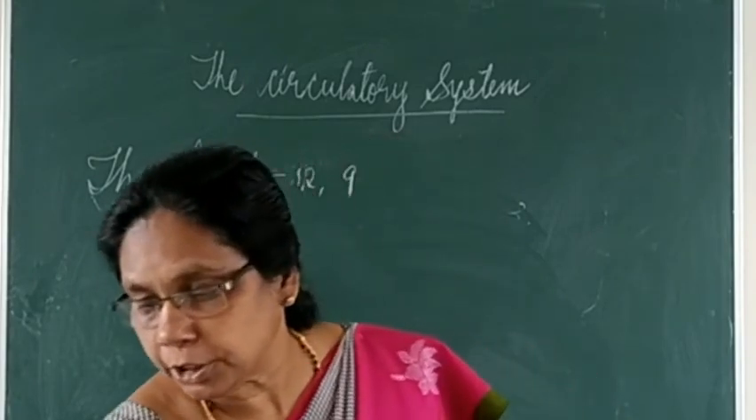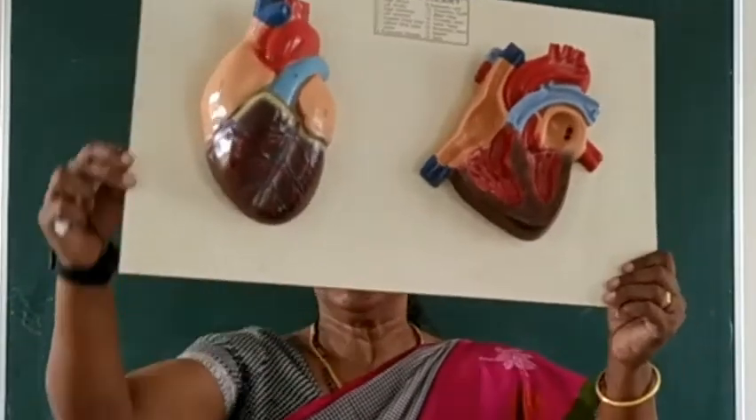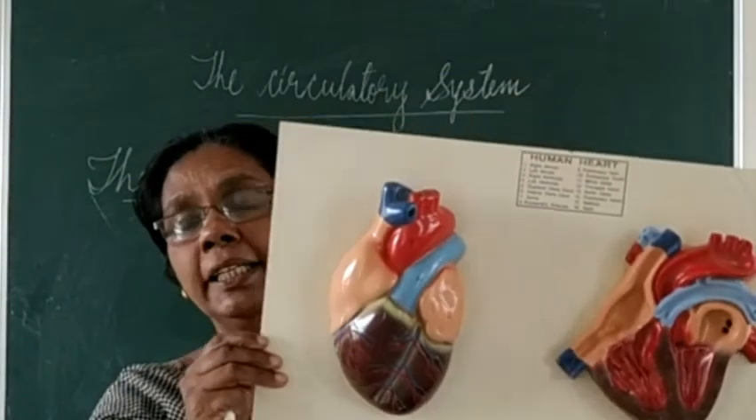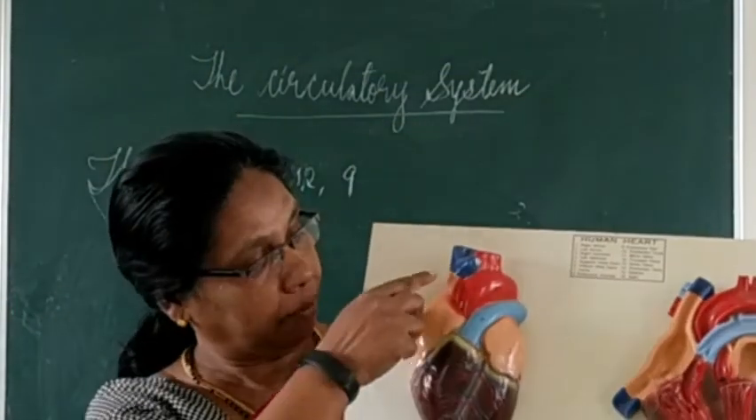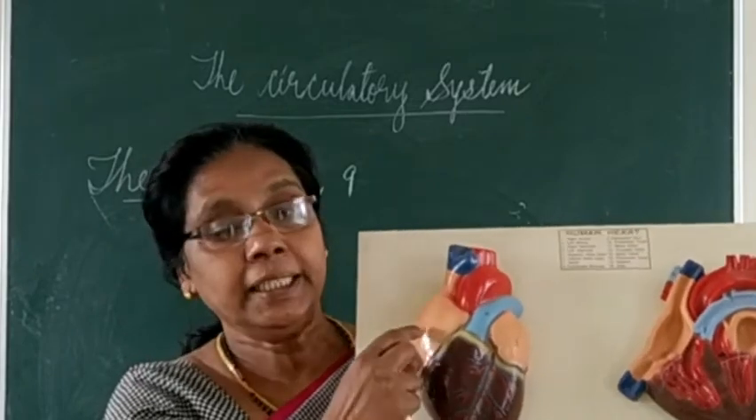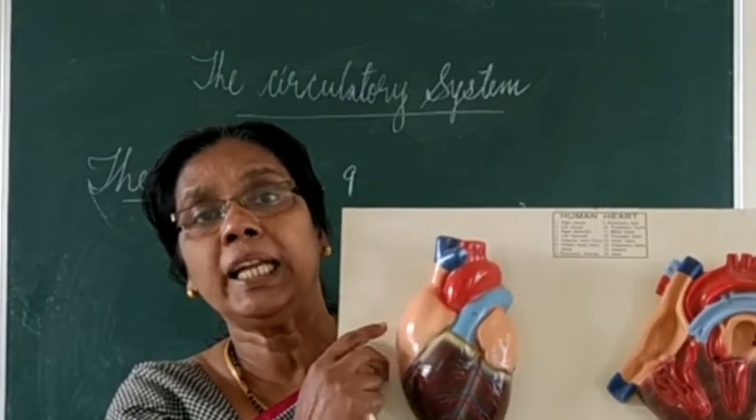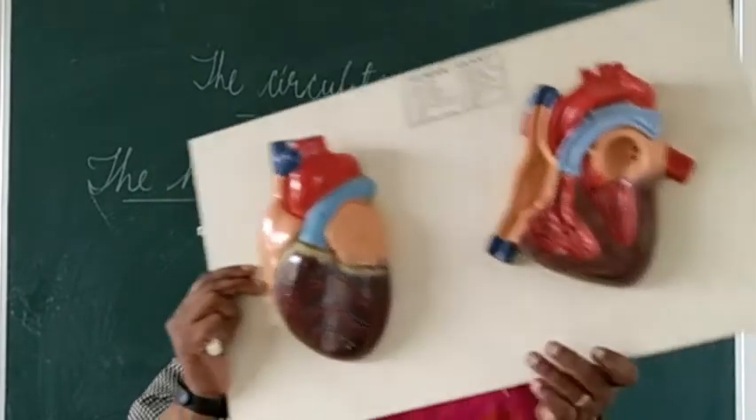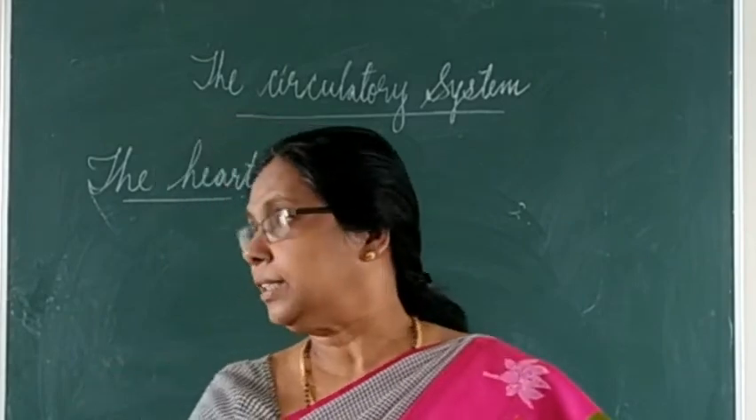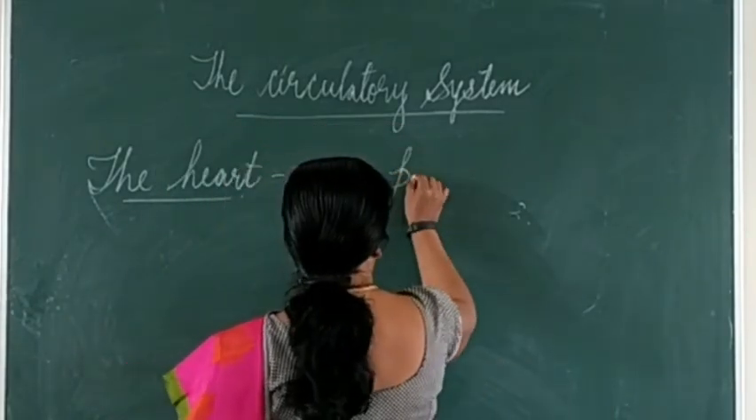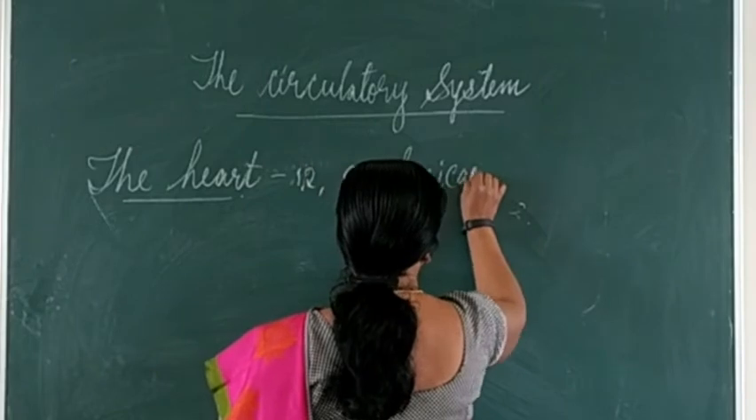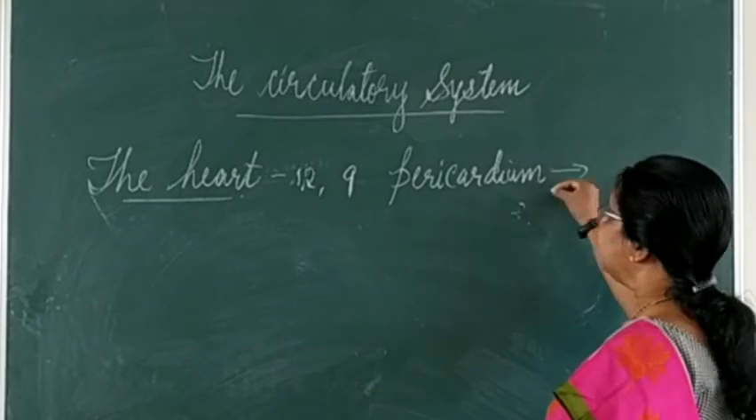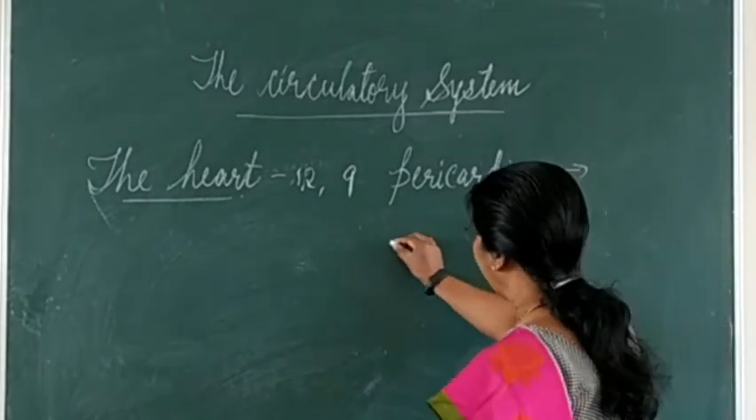So this is the heart, you can see here. It is covered by a double membrane, and this membrane is called what? Pericardium. The heart's outer covering is a two-layered membrane, and this is nothing but the pericardium. So the covering of the heart is called what? Pericardium. It is two-layered.